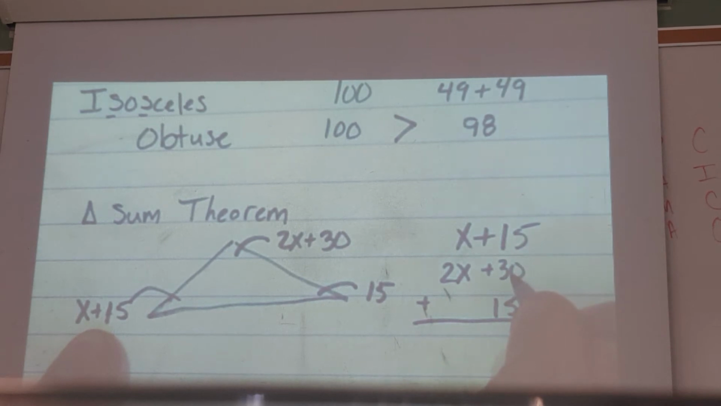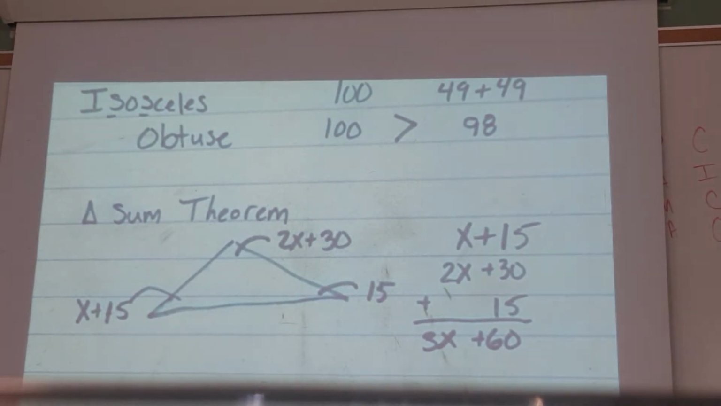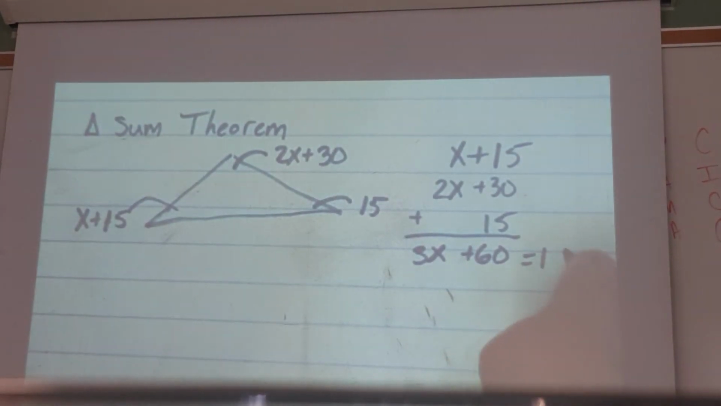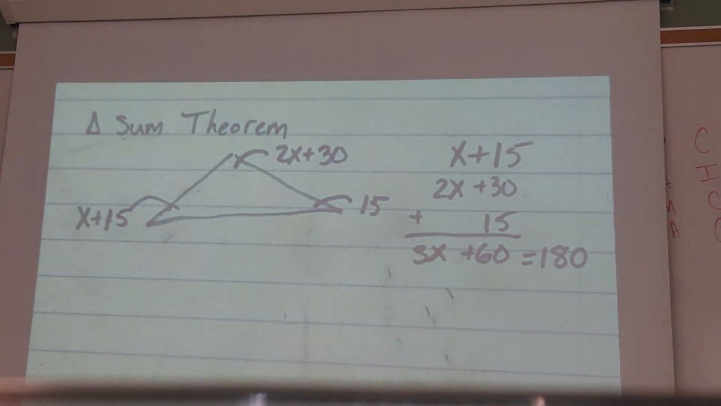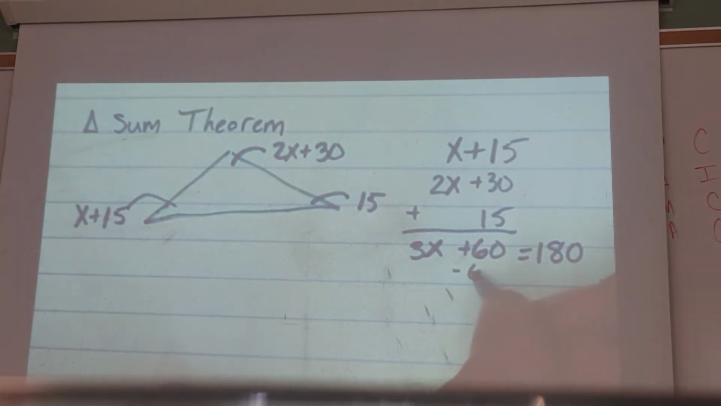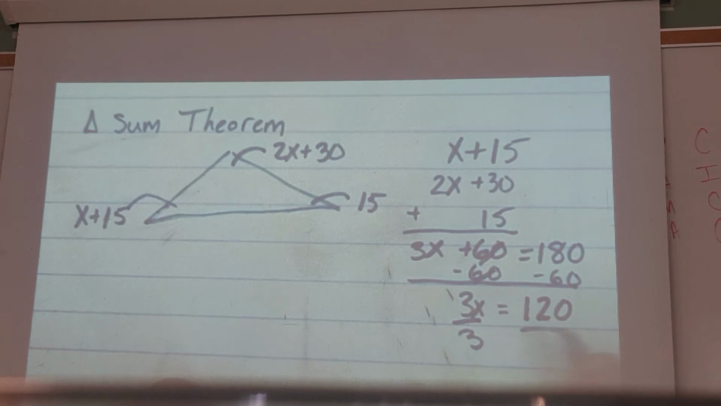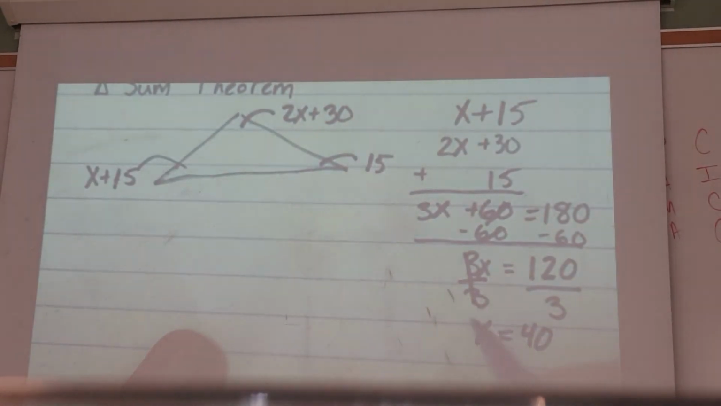So 15 plus 30 is 45, 45 plus another 15 gives me 60, and x plus 2x plus nothing is just going to give me 3x. And we just told ourselves that if I add up all the angles of a triangle, it's got to equal 180. So I set that expression equal to 180, and now I'll solve. I'll subtract 60 from here, subtract 60 from here. These will cancel, and I'll get 3x on the left side. 180 minus 60 is 120. When I divide those by 3, my 3's will cancel, and I get x equals 120 divided by 3, which is 40. And that's what x equals.